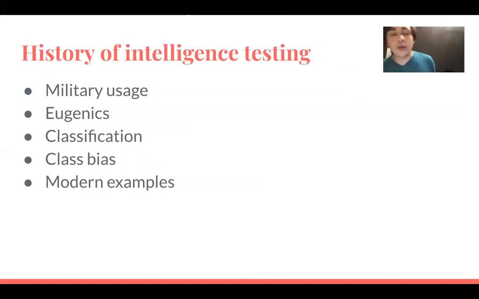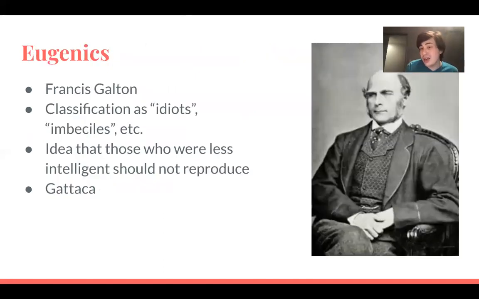I'm going to be going through all these things, but first of all, I want to talk about military usage. That's how standardized tests and intelligence tests came to be. Basically, it was seeing whether people would reach a certain threshold of intelligence to be fit to serve. So now I'm going to talk about eugenics. Some of you might not know what this is. Some of you might know, but have no idea what it has to do with intelligence testing.